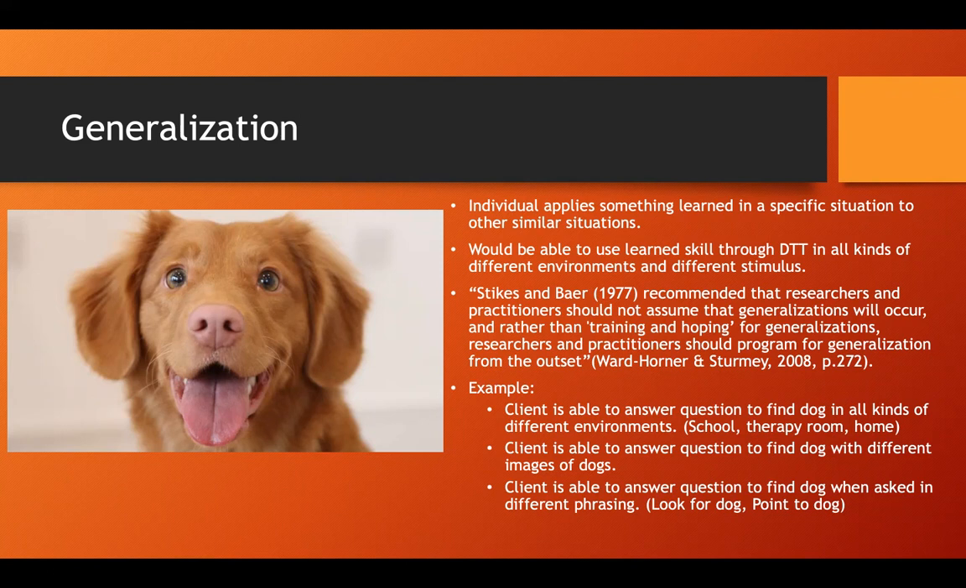Another way would be if the client is able to answer the question to find the dog when asked in different phrasing. So like, look for the dog or point to the dog. We'd want to make sure that the client is able to understand different variations of language and be able to still point to the dog, even if asked in a different way.